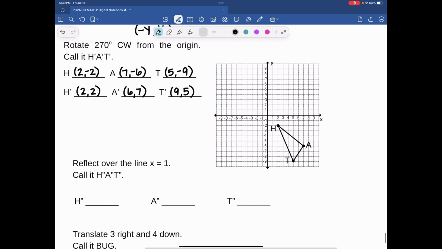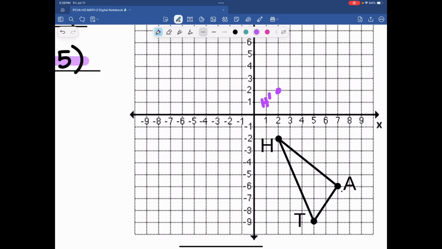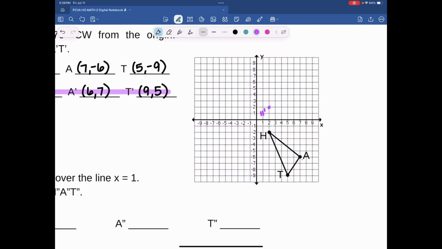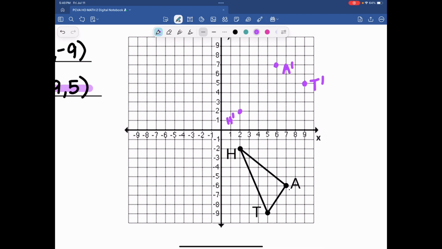So we're going to plot these first, and I'm going to highlight and kind of color code as we go, just so that you can keep in mind what the steps were. So this is (2, 2), and this is H prime. All right, then we have positive 6, positive 7. So that is going to be A prime. And then we have positive 9 and positive 5, and that's going to be T prime. So if we connect these dots here, that is my rotation of 270 degrees.